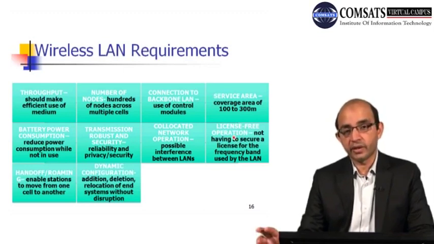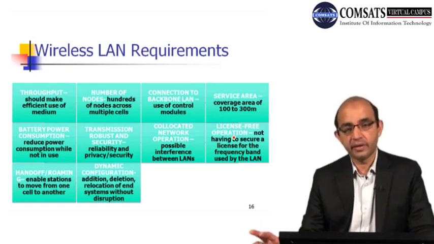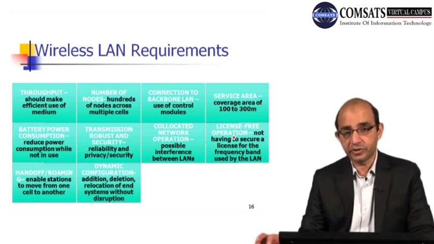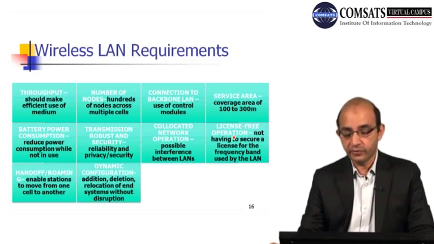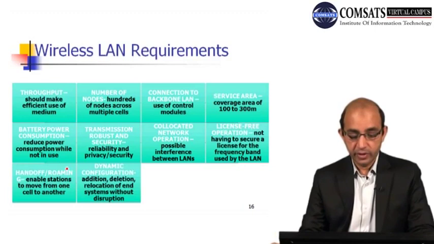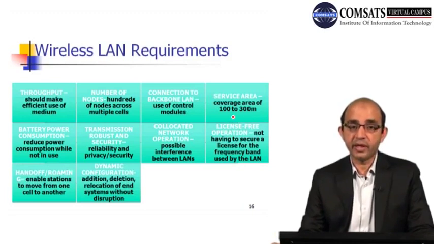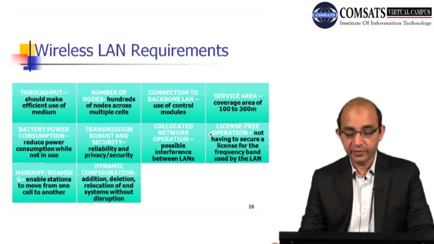So we should use the frequency band or the frequency spectrum that is not licensed, because for GSM, for Wi-Fi, for other communication standards, we have the licensed frequency allocation. So in order to avoid interference, we should use a license-free frequency band.